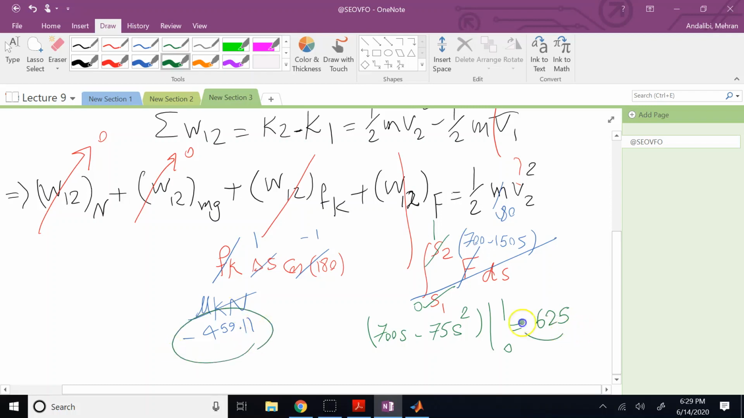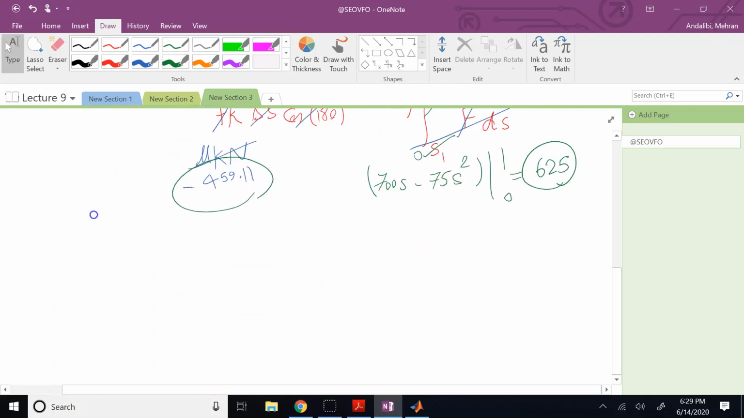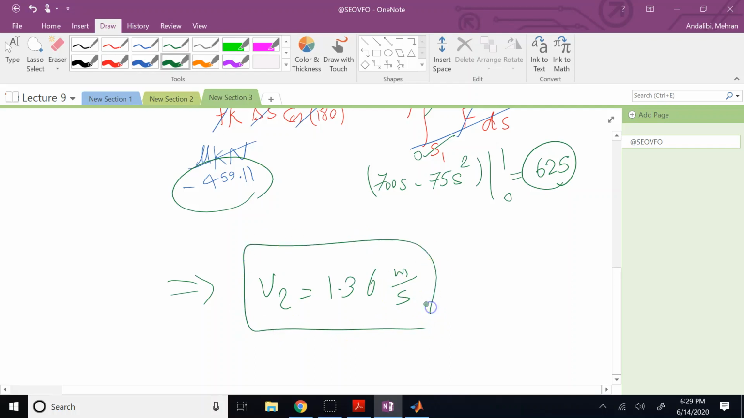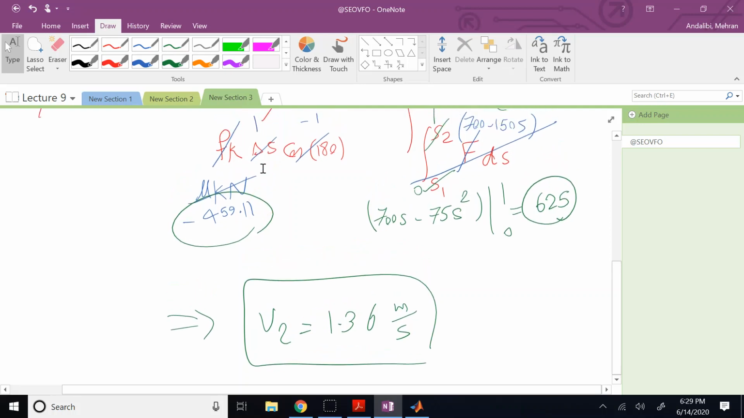So I have this number, I have this number. Sum of them is equal to 1/2 m times v2 squared, and that's only an algebraic equation. v2 is going to be the same number that I have found in the past. So I would get the same number, of course, and you can check it for yourself. Regardless of which method you use, the final answer should be the same, and it is.